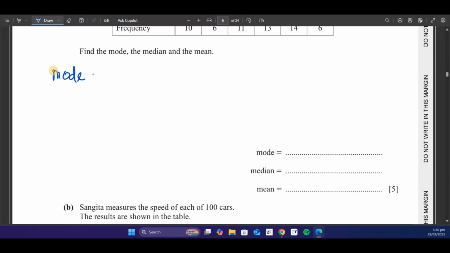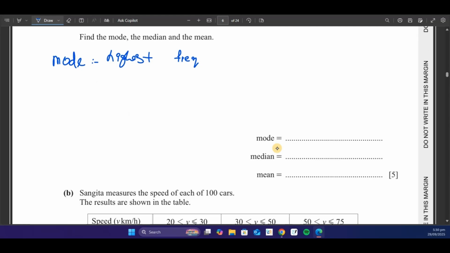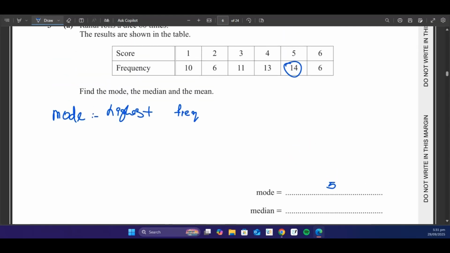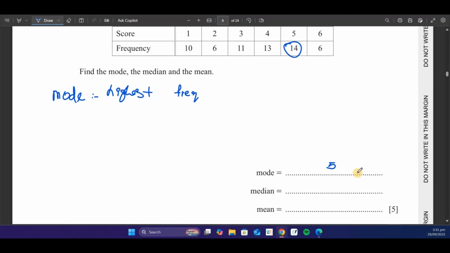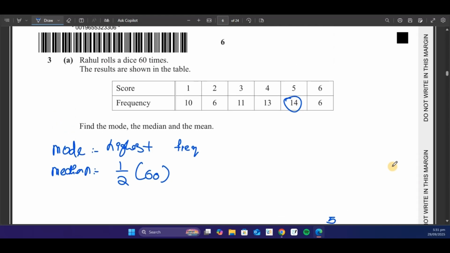So mode is just the highest repeated value. Let's see: we have 1 ten times, 2 six times, 3 eleven times, 4 thirteen times, 5 fourteen times, and 6 six times. We can clearly see 5 is repeated the most, at 14, so our mode is simply 5. Moving forward, find the median. We need to find the middle value. So the median position is 1 over 2 of 60. That is our median. So 6 and 6.